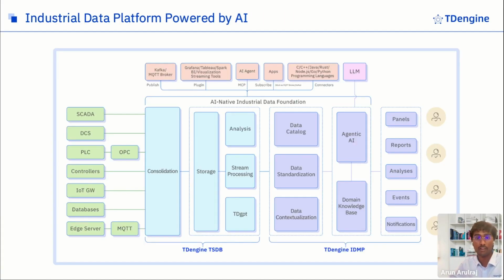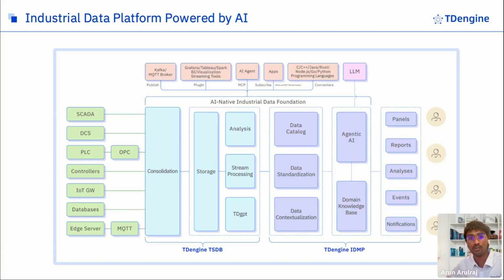Another thing about us is we use agentic AI to build a lot of the things that you see here. So panels, reports, analysis, events, notifications, all of these can have some sort of connection to AI, which I will show you in a very quick demo before we hop into it.